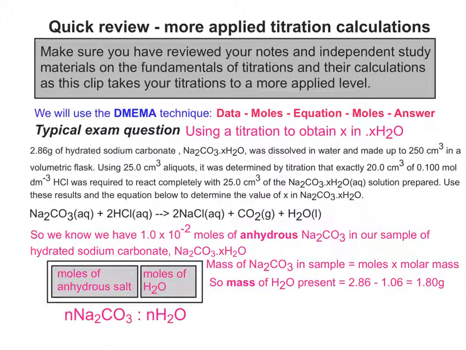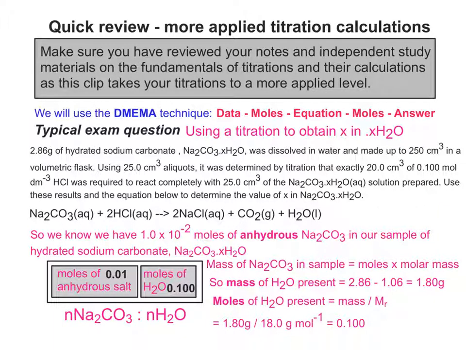So the mass of the water present in the sample of hydrated sodium carbonate is 1.80 grams. So if we convert this into moles using mass over Mr, it gives us 0.100 moles of water present. So if we insert these numbers into our little diagram, we can see that we've got a 1 to 10 ratio. So that gives us a value of 10 for X, and therefore the formula of the hydrated sodium carbonate is Na2CO3.10H2O.